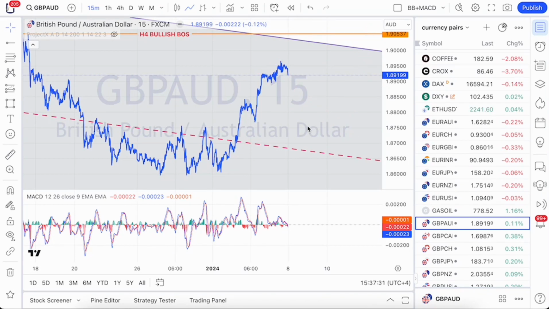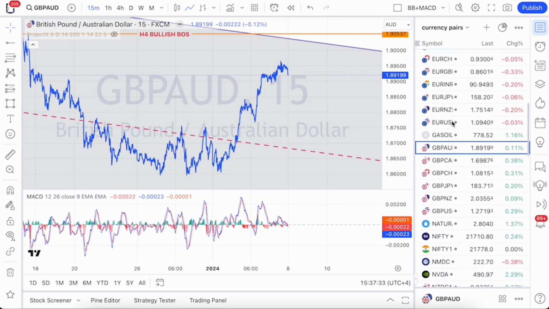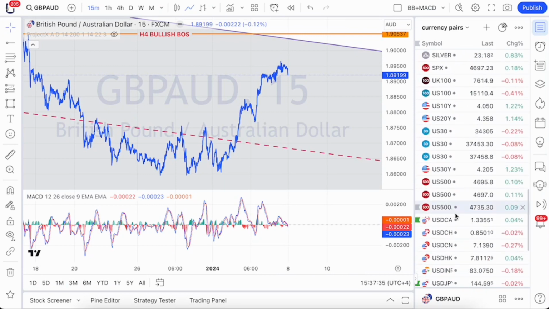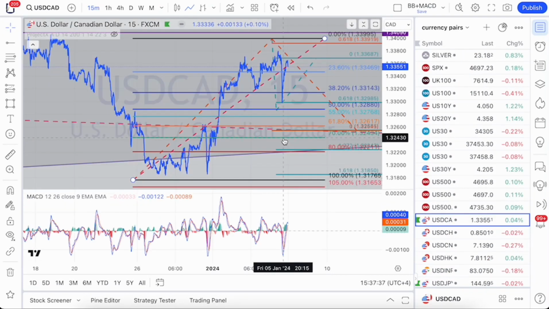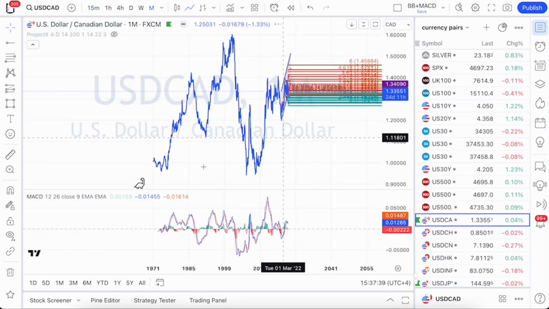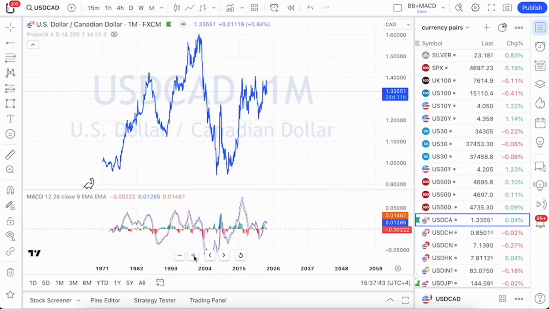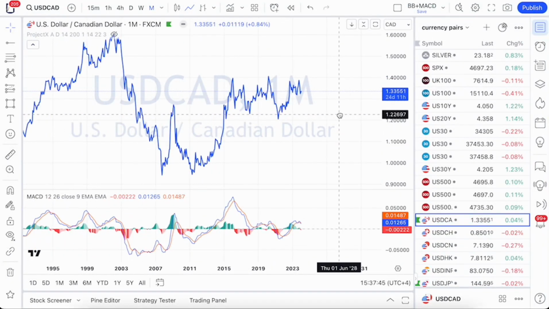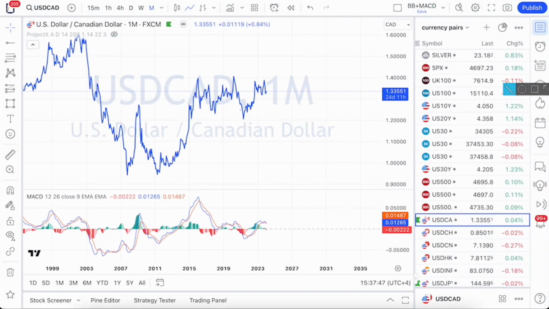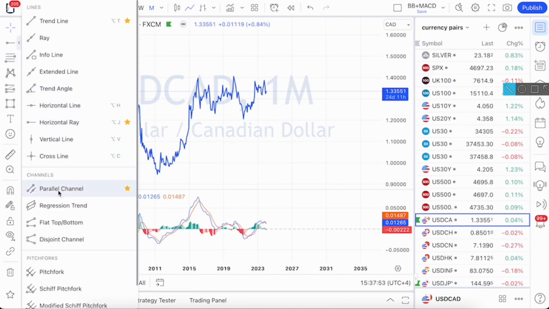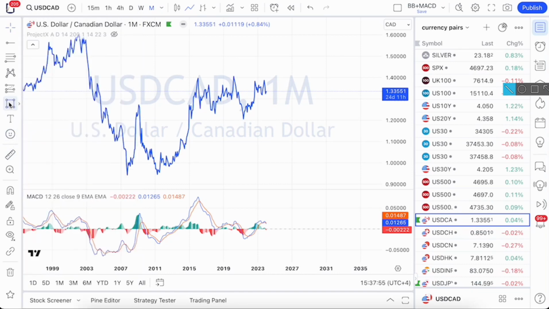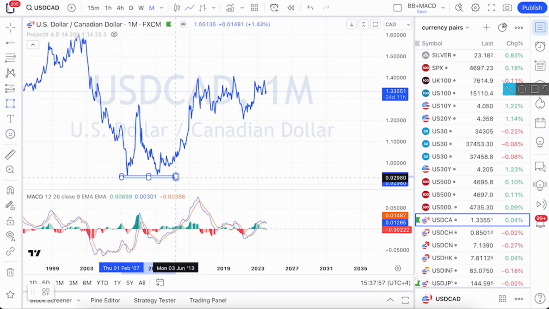The next currency pair is USDCAD. So right now we are on the monthly time frame, and the pattern here is we are stuck in a sideways channel. Let's go and mark the low.